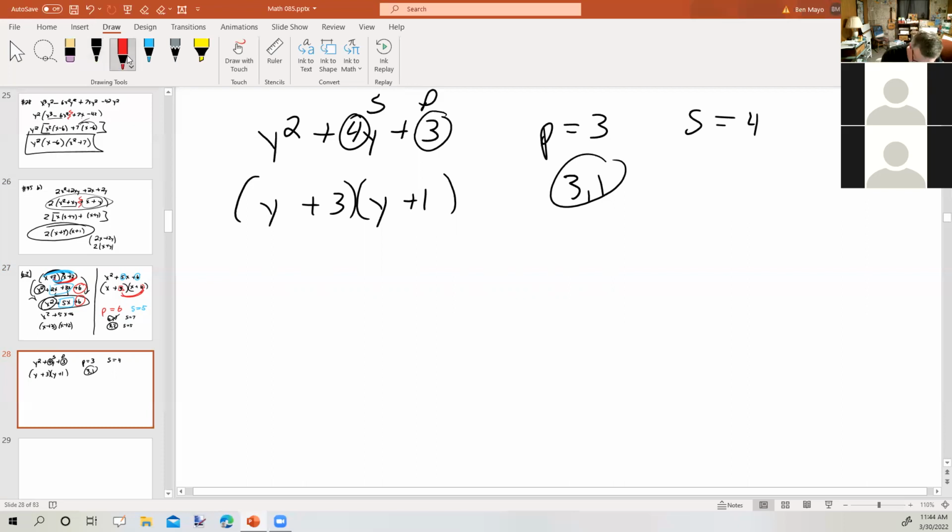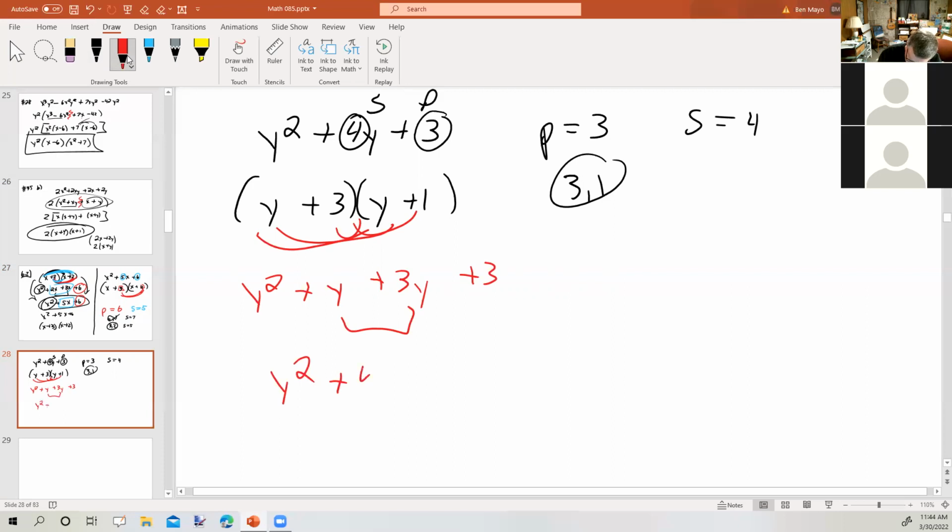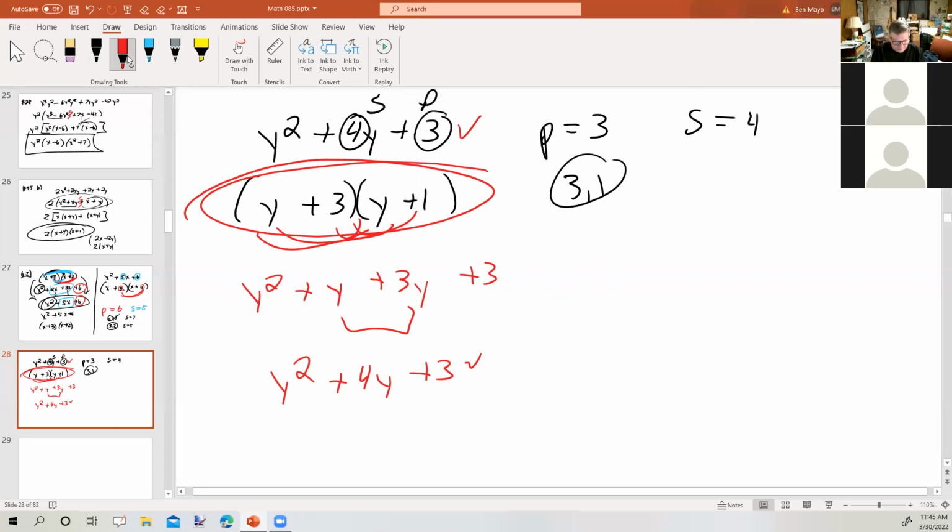Let's check our work. Let's multiply it back together. Y squared plus y plus 3y plus 3, combining like terms, y squared plus 4y plus 3, it matches. So there is the correct factoring. Any questions about that problem?